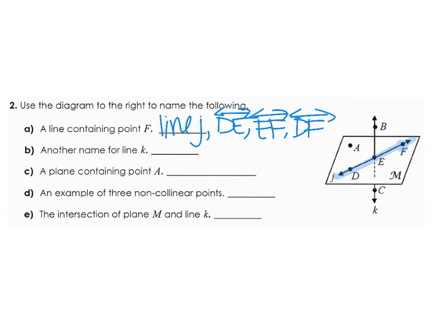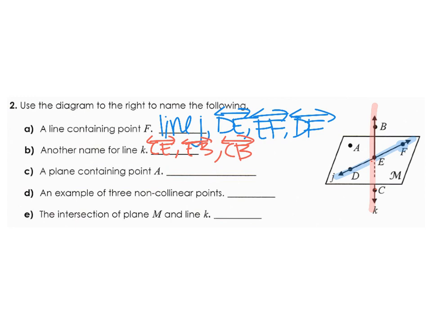Now another name for line K. So line K is this line right here. Another name for line K would be line CE, right? Because C and E lie on that line. We could call it EB. And you've got to put the arrows on top, all right? The arrows with the line on top. Or we can call it line CB. 3 different names. Any one of those 3 would work.